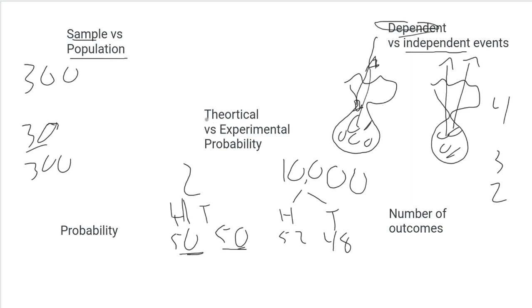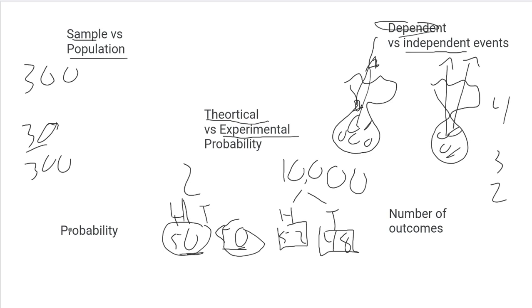So theoretical is what should happen. It should be 50 and 50. Experimental is what actually happened when I did the experiment. Then I can compare the experiment to the theoretical and see if the coin is broken or rigged and the person's cheating or not.